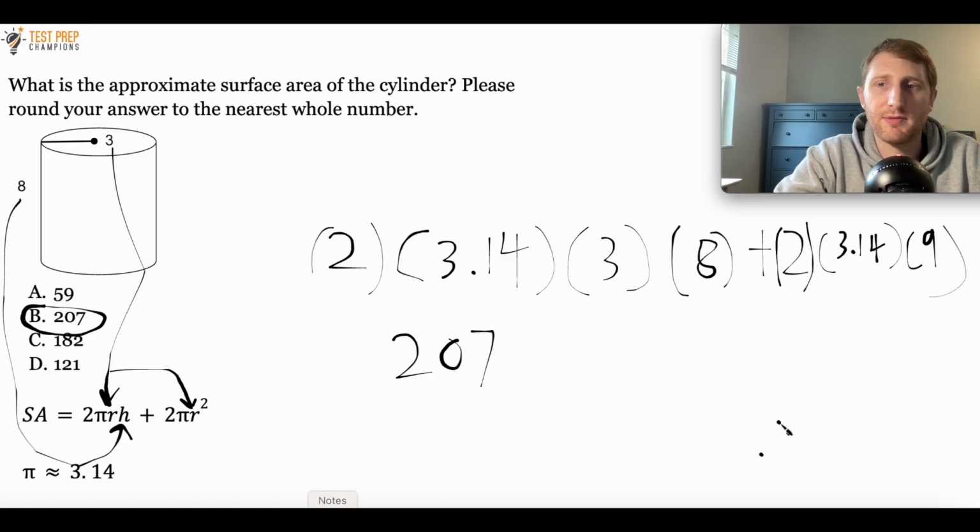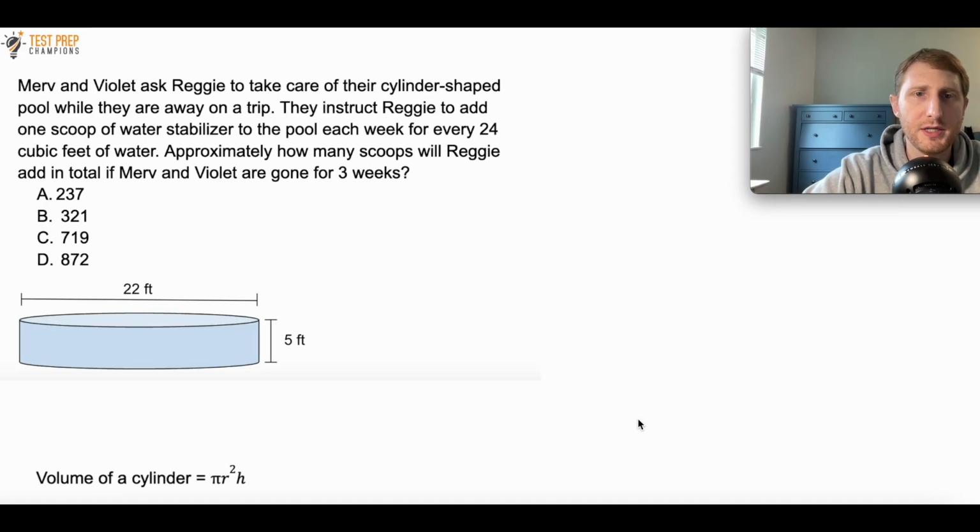Merv and Violet ask Reggie to take care of their cylinder-shaped pool while they are away on a trip. They instruct Reggie to add 1 scoop of water stabilizer to the pool each week for every 24 cubic feet of water. Approximately how many scoops will Reggie add in total if Merv and Violet are gone for 3 weeks? So now's your chance, if you'd like to pause the video, try to figure this out, take all the time you need, then whenever you're ready, just unpause the video and we'll talk about it.